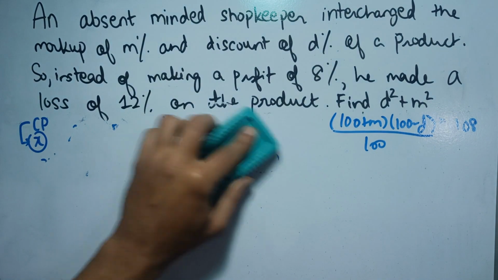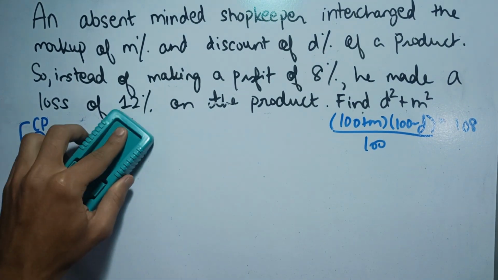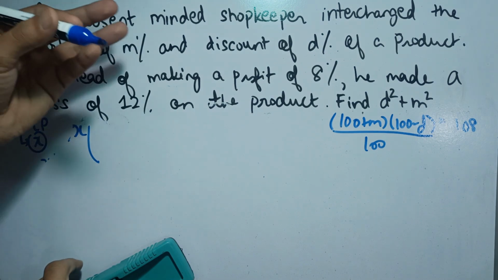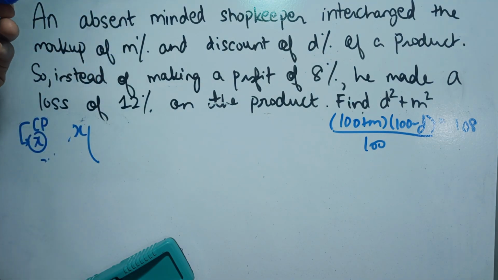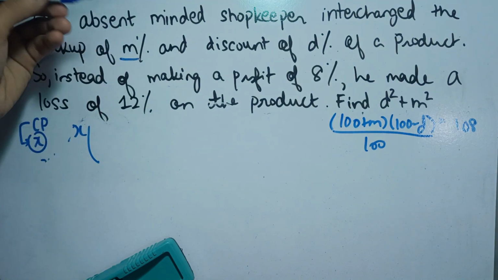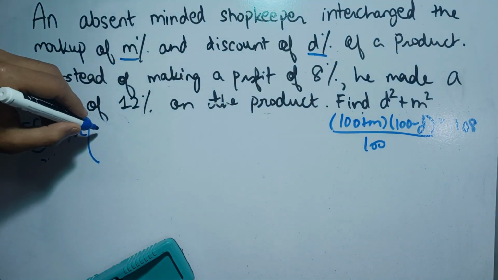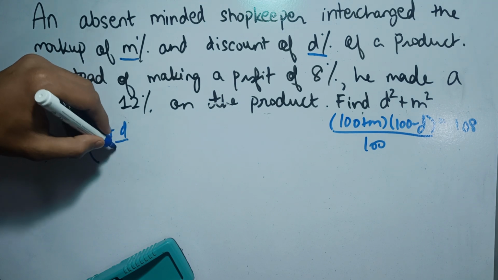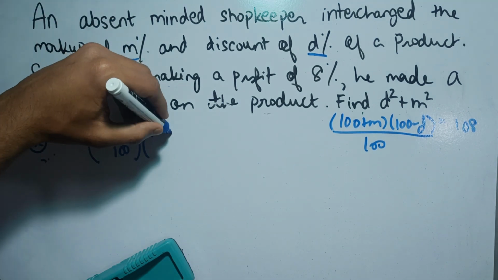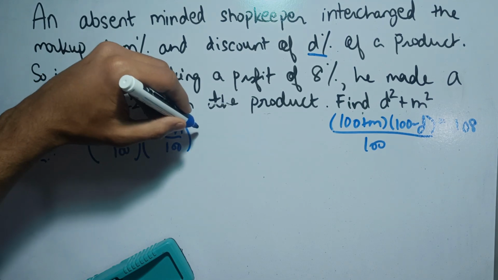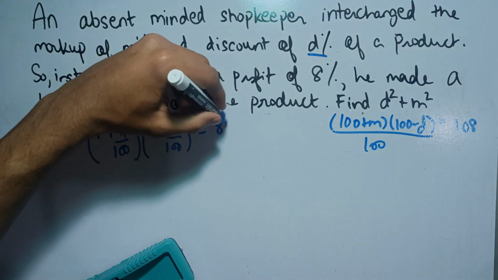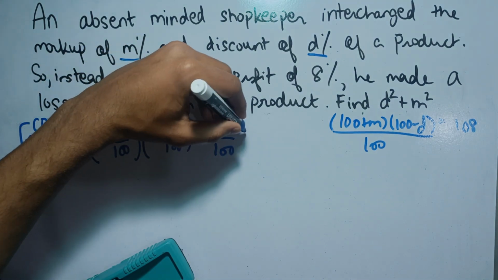Now, what mistake has the absent-minded shopkeeper done? The price was X. He had to mark it up by M percent, but he did it by D percent. That means 1 plus D upon 100, and then he gave a discount of M%. He interchanged it, 1 minus M upon 100, and because of that, he made a loss of 12%. That means it would come out to be 88 upon 100 into X.